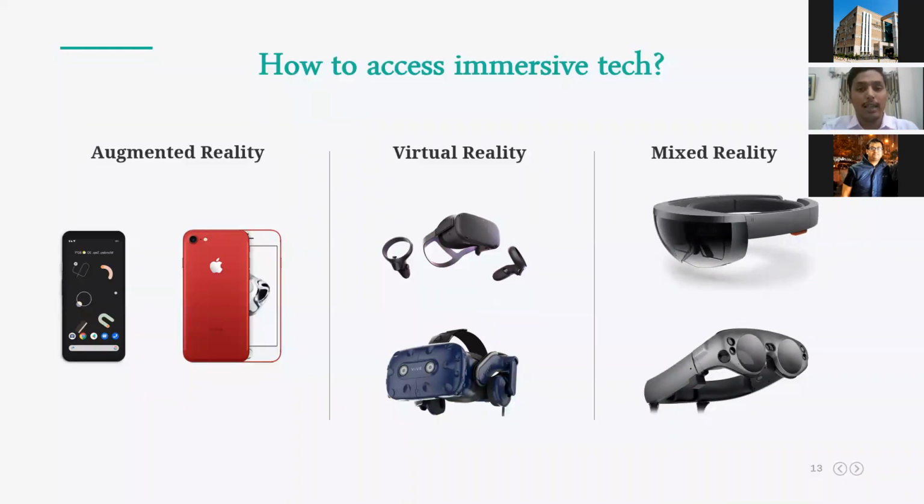Next one is mixed reality. As we just saw in the demo, this one is a mixed reality headset known as Microsoft HoloLens. Microsoft is the one that has done research into it, and this is by far the best immersive tech device available right now. Another one, which is a competitor of Microsoft, is Magic Leap. These are Magic Leap glasses.